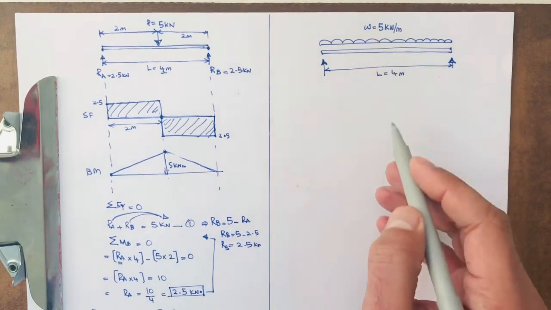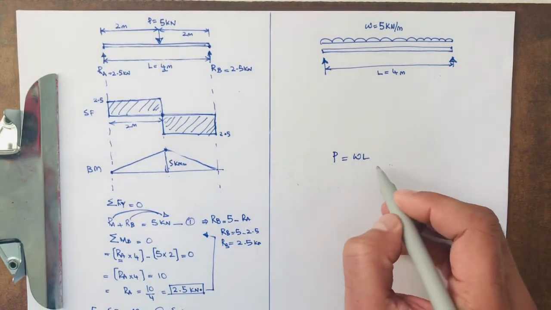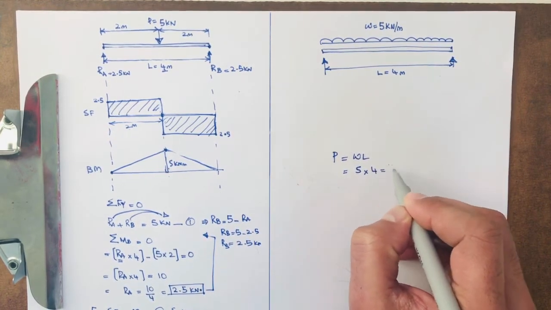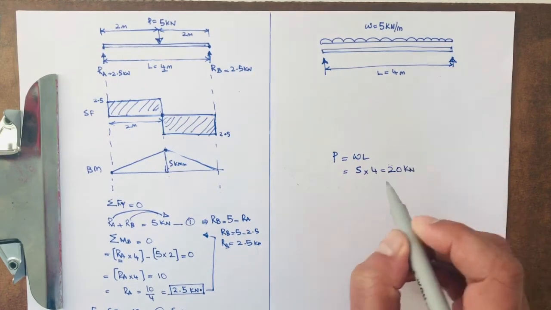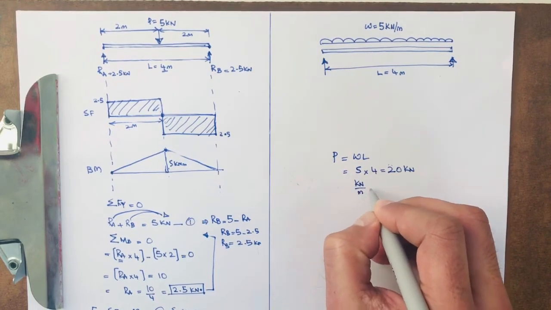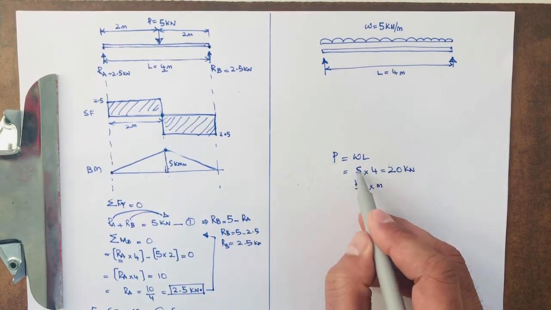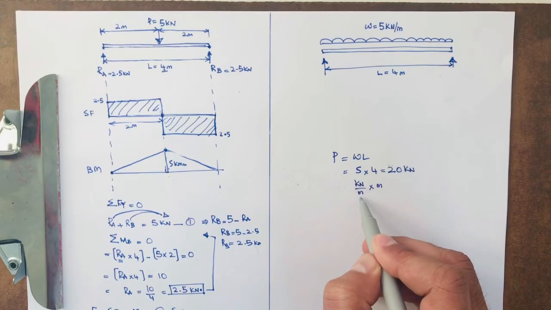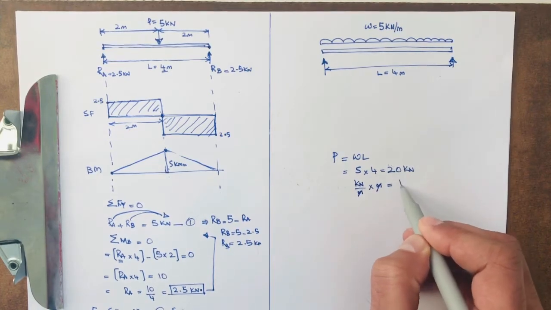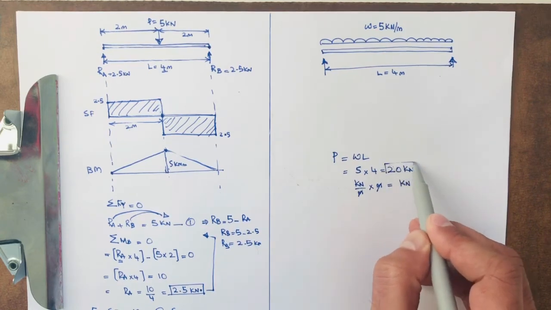So to convert that UDL to P, the point load, P would be equal to W times L. W is 5 and L is 4, so we get 20 kilonewton. If I add the units here, kilonewton, this is very important, guys. You need to use the units here to make sure you are doing the right thing. For W, we have the unit 5 kilonewton per meter, and the length is 4 meter, so that cancels out and you are left with kilonewton. That means we have converted that UDL to a kilonewton, which is the point load here.